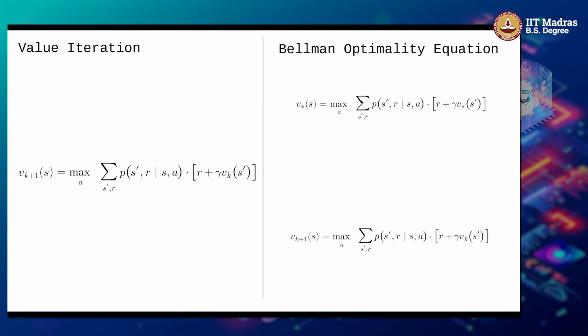So how do we do that? The V star that is there on the right, we call that Vk, and the one on the left, we call that Vk plus 1, giving us the value iteration update rule.